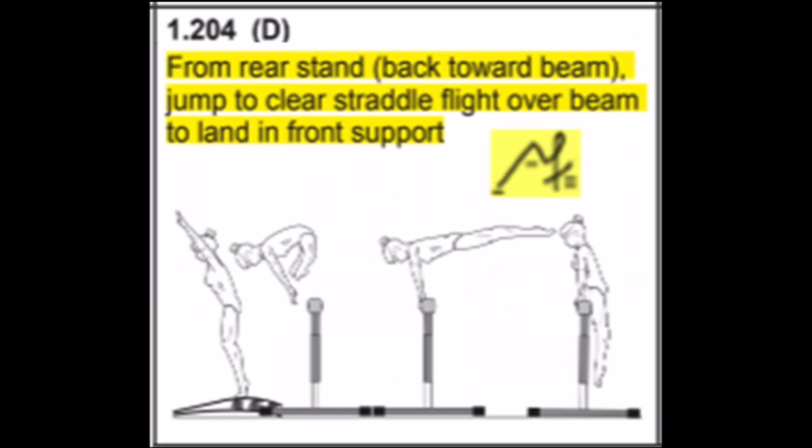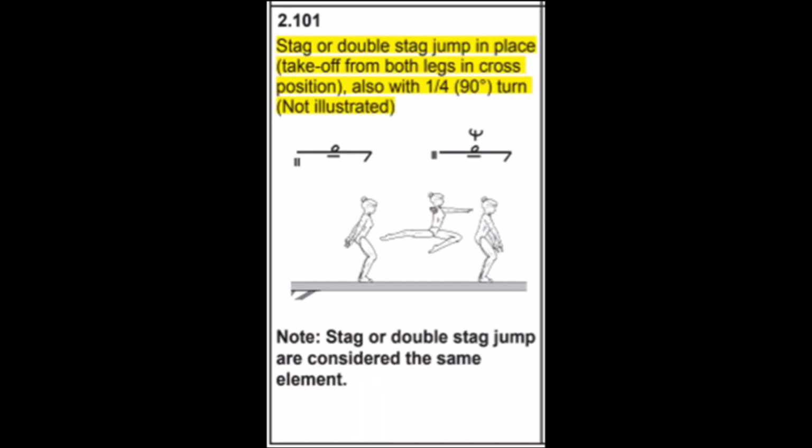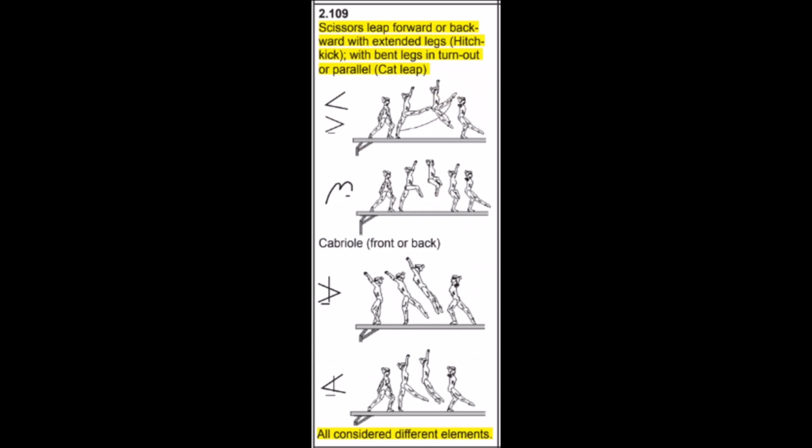New elements and descriptions. We have a back straddle over type B mount, a new front walkover exit out of the jump press or swing to press handstand. The stag or double stag jump in place, also with a quarter turn, for an A. Remember though that these are all considered the same element, whether she does a single or a double stag. We have a side leap for a C. Then hitch kicks forward or backward, cat leaps with legs turned in or out or parallel, and then a cabriole.